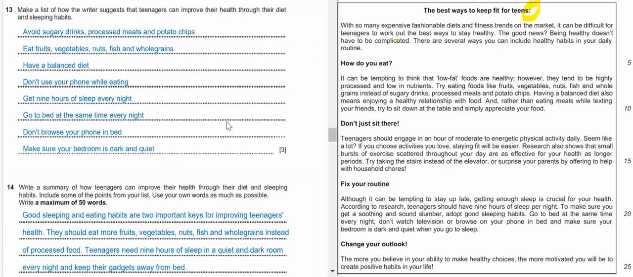Right, this is just an example of a correct answer. Good sleeping and eating habits are two important keys for improving teenagers' health. They should eat more fruits, vegetables, nuts, fish, and whole grain instead of processed food. Teenagers should need 9 hours of sleep in a quiet and dark room every night and keep their gadgets away from bed.